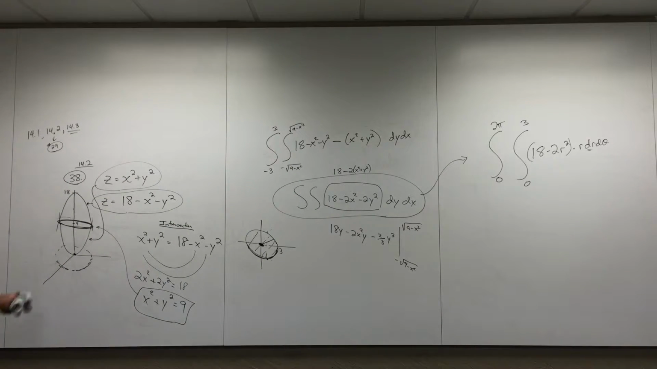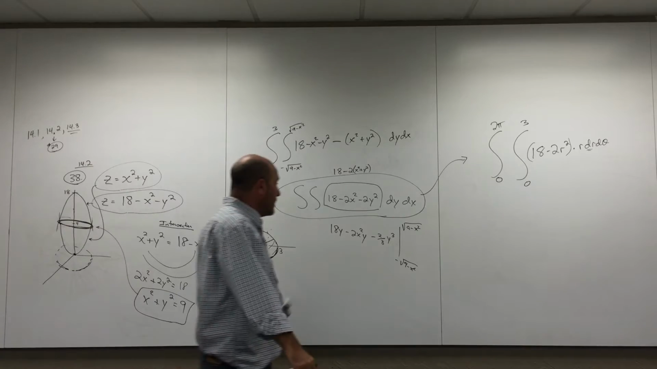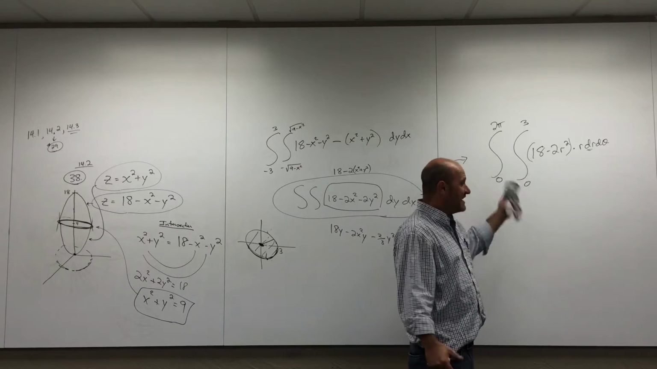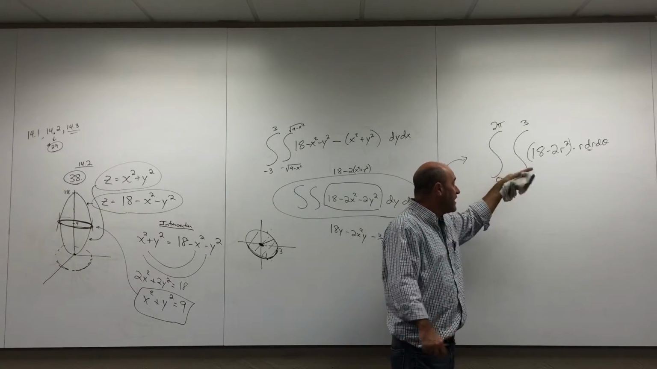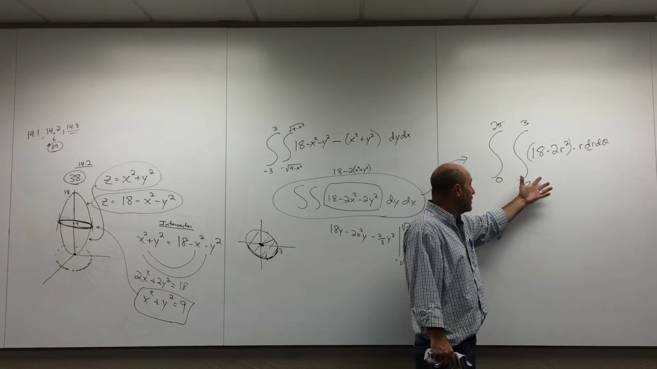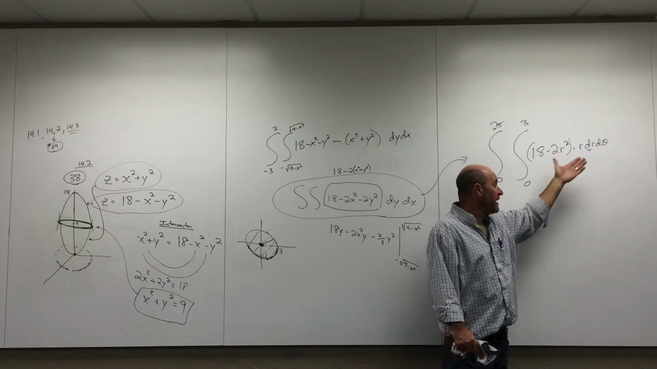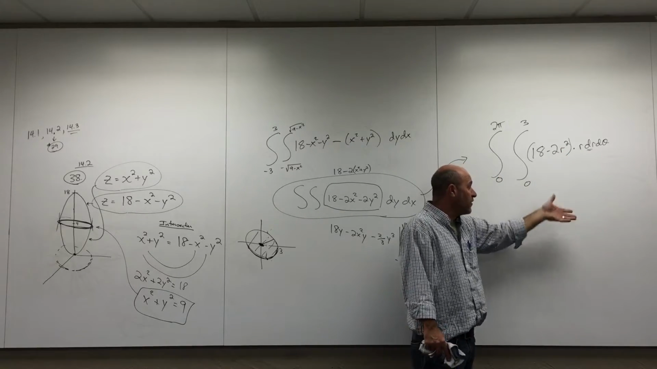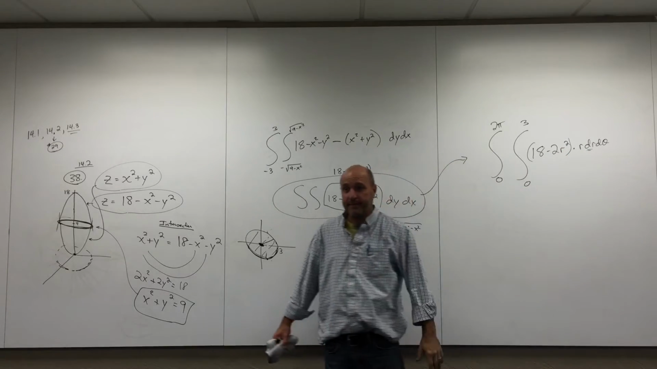All right, that was fun. I'm not going to bother finishing that one. But now it's easy. You distribute the r and you integrate with respect to r. At the end, you'll get a number, and you'll integrate that number with respect to theta. You'll just throw a theta on it, put a 2 pi.